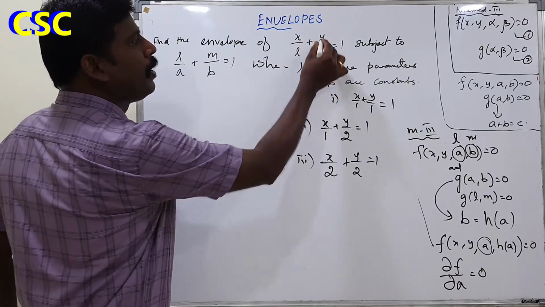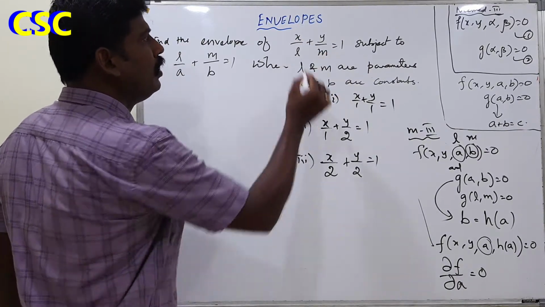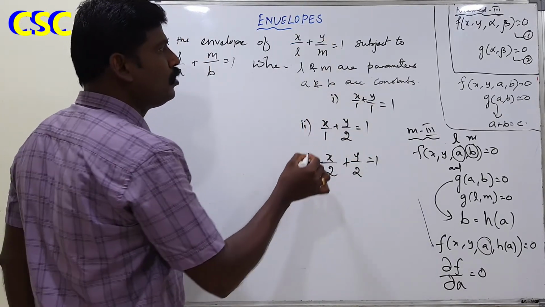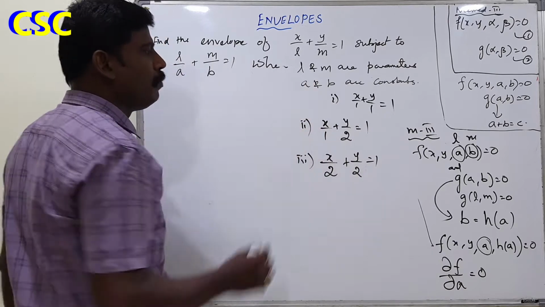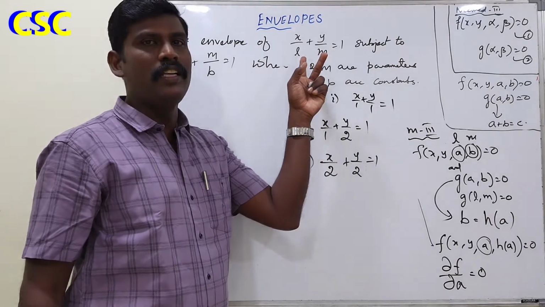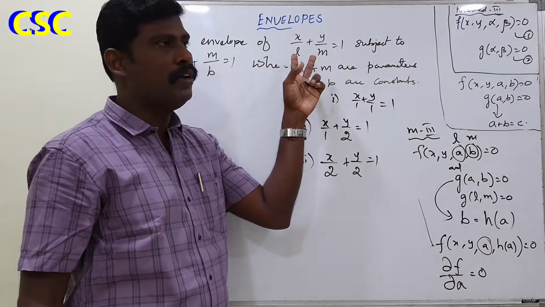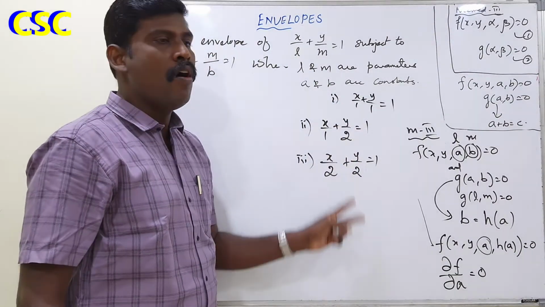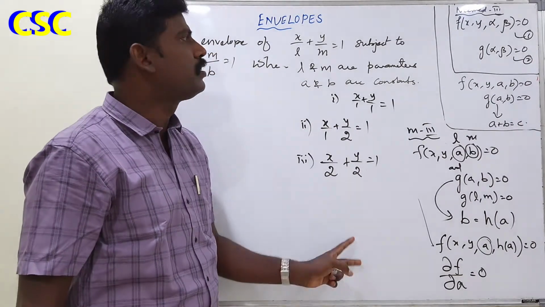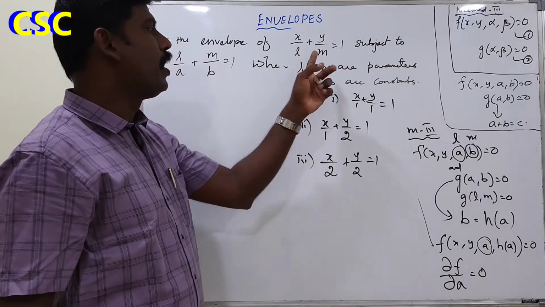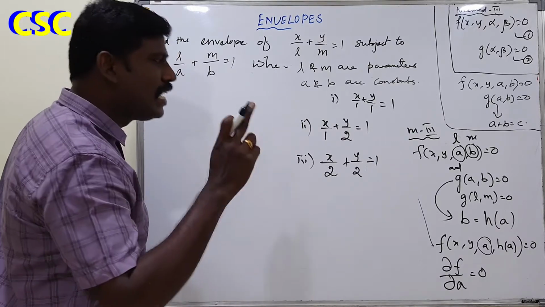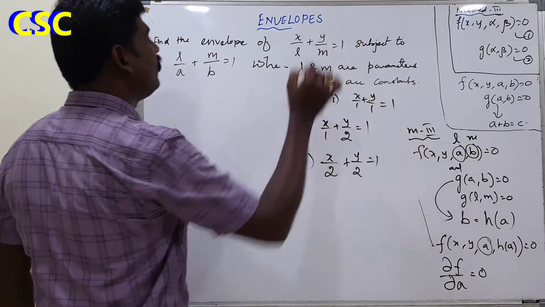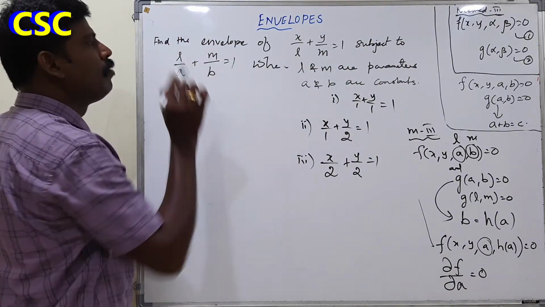X by L plus Y by M equal to 1. This intercept form of a straight line belongs to this family. By taking different values for L and M, you can get an infinite number of straight lines in intercept form. All these straight lines are called members of this family. Now I am going to find a single curve that touches crores and crores of members of this family. That is called the envelope of the given curve.